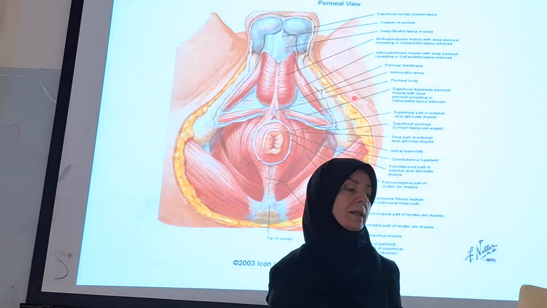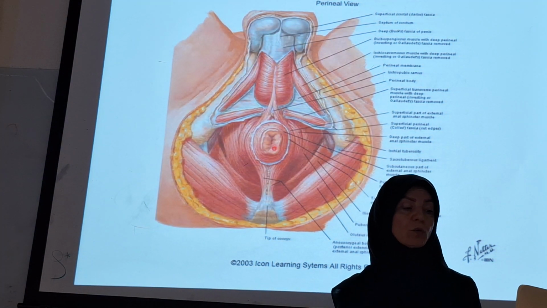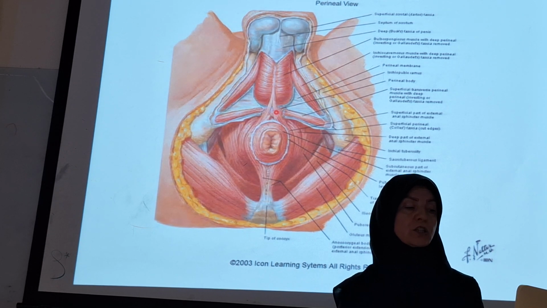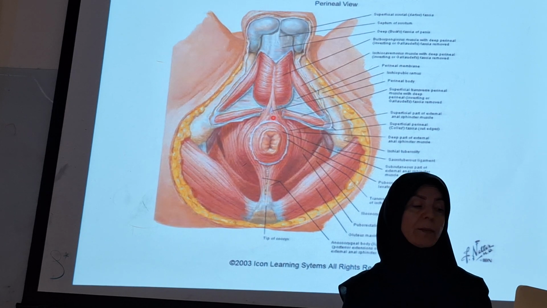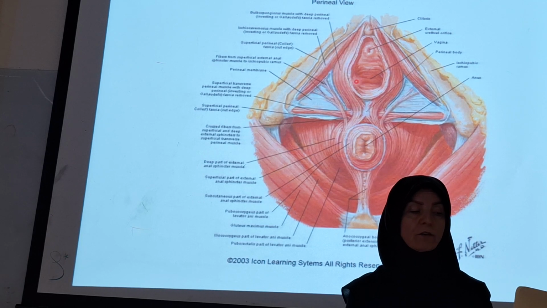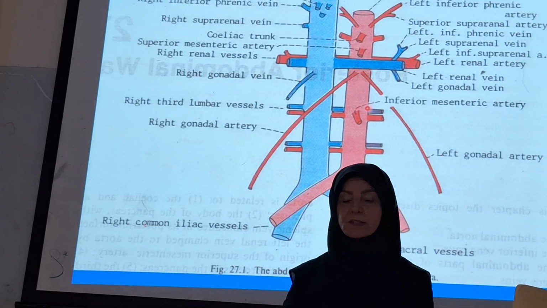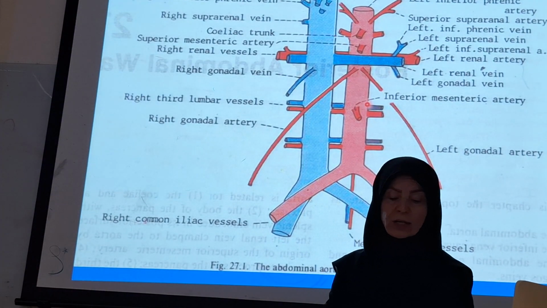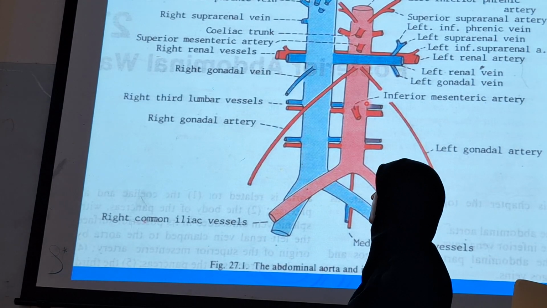Now, in the male sex, posterior to the bulb of the penis and anterior to the perineal body, is the position of the perineal body. Anterior to the anal canal, you are able to find the perineal body. In the female sex, posterior to the vagina and anterior to the anal canal is the position of the perineal body. Later, I'm going to introduce to you some of the muscles that attach in the female sex and some of the muscles that attach in the male sex.